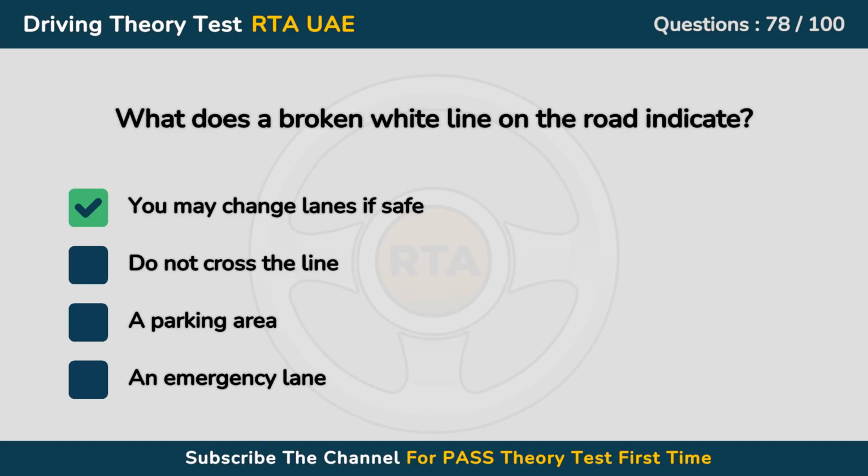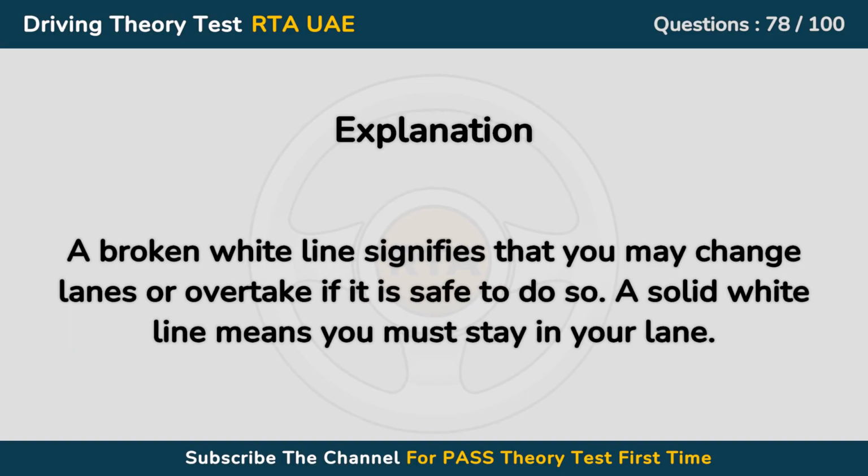Answer is A. You may change lanes if safe. A broken white line means that you may change lanes or overtake if it is safe to do so. A solid white line means you must stay in your lane.